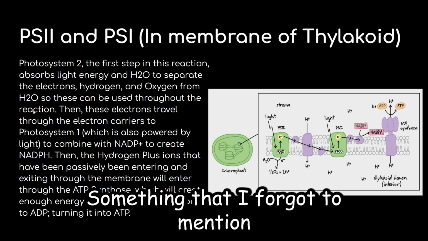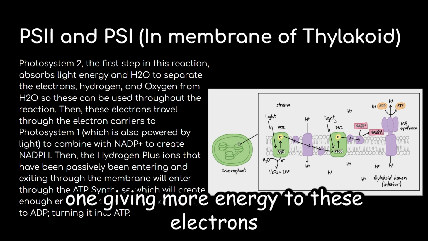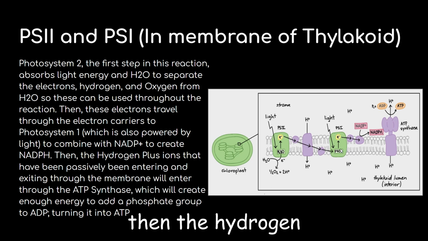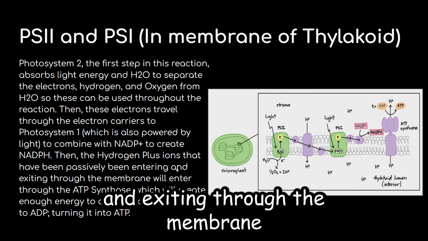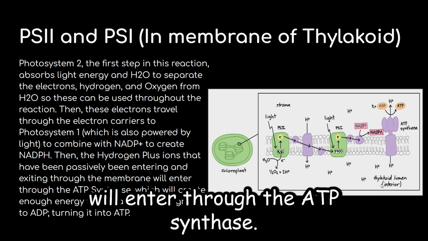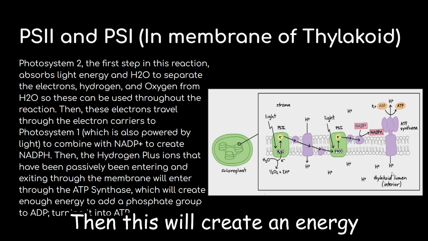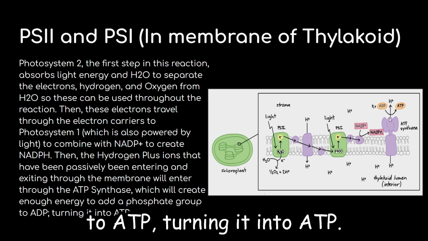Something that I forgot to mention in this paragraph is that light will react with photosystem 1, giving more energy to these electrons. Then, the hydrogen plus ions that have been passively entering and exiting through the membrane, and also being broken apart from H2O, will enter through the ATP synthase. Then this will create an energy that will add phosphate groups to ADP, turning it into ATP.